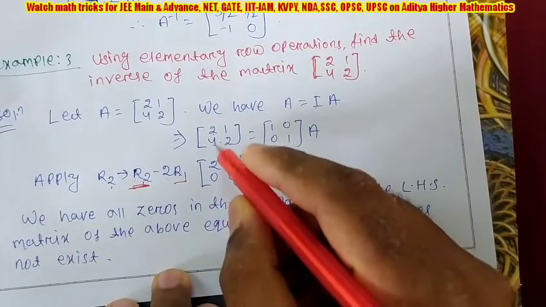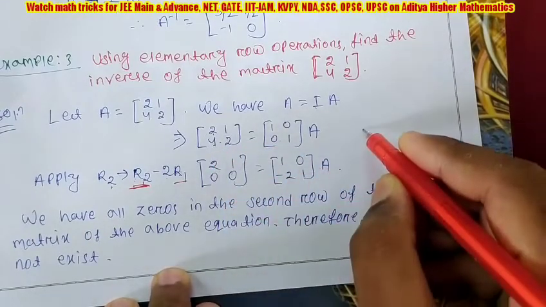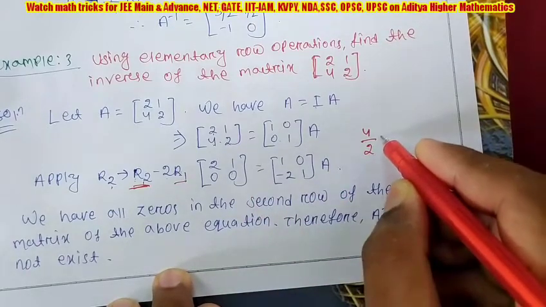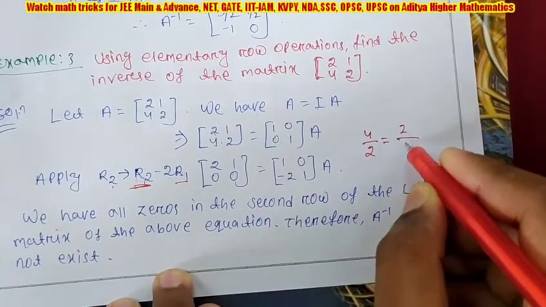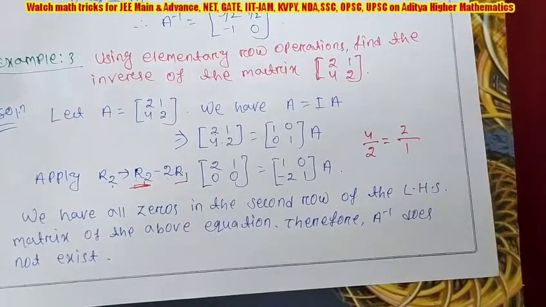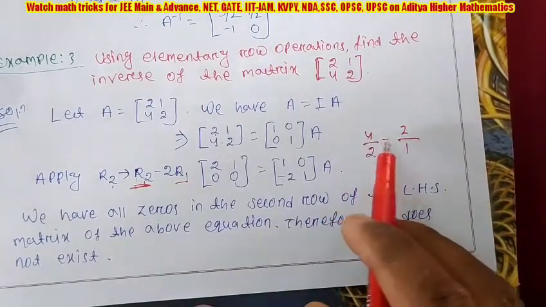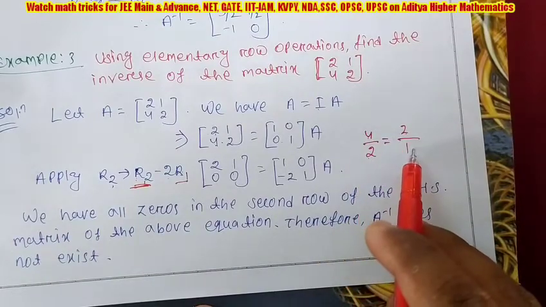If the numbers divide each other, then you can take their ratio. Then it is easy to evaluate, easy to calculate. The ratio of 4 to 2 is 2 to 1. That means instead of 4 you have to put 2, and instead of 2 you have to put 1.